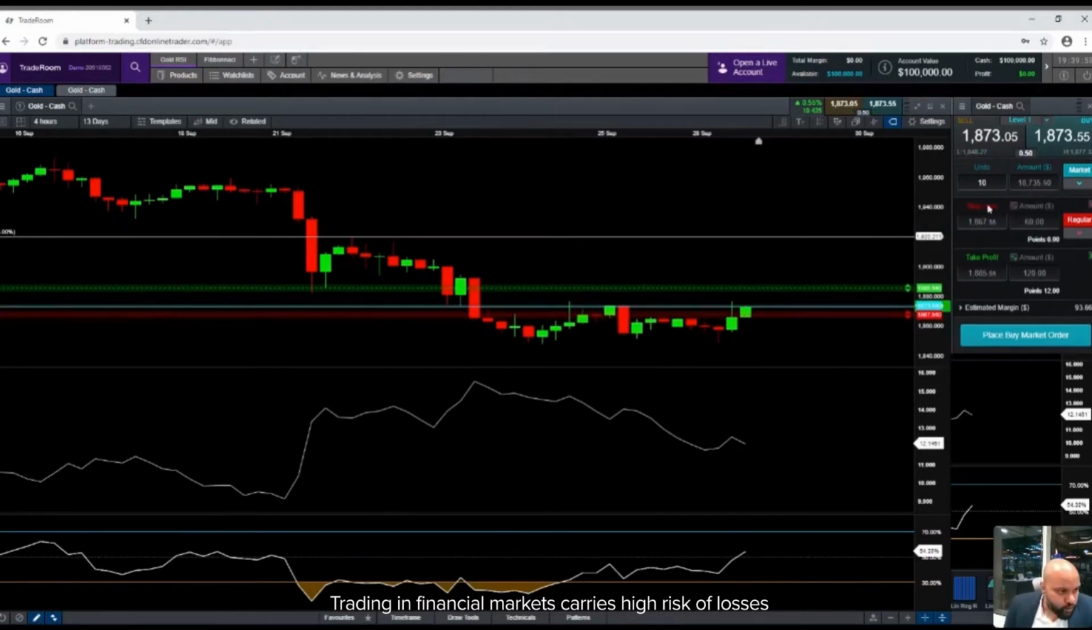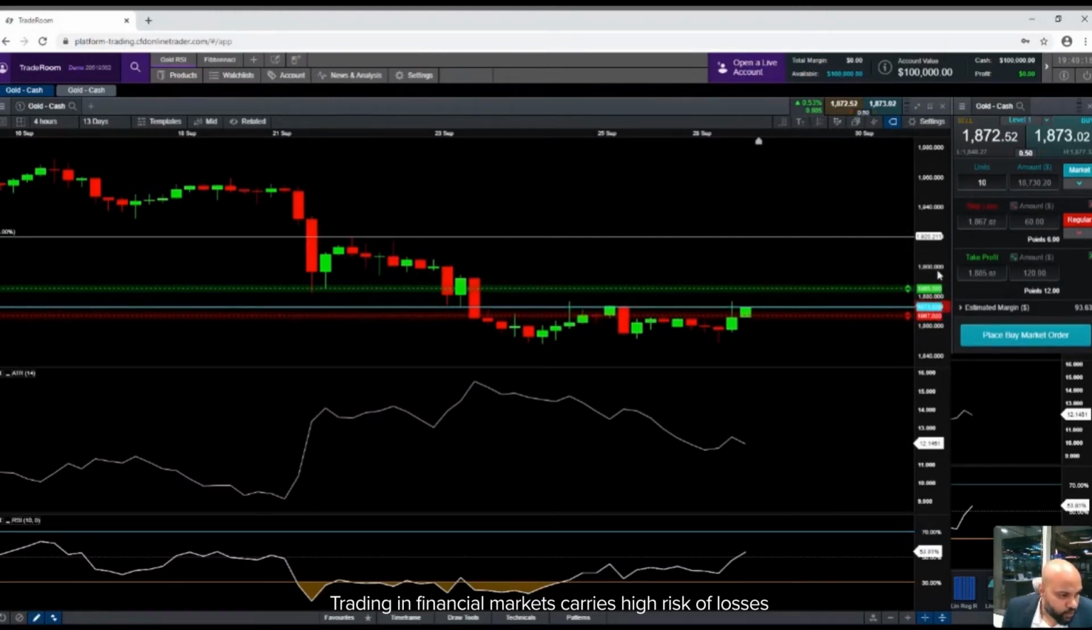So in this case, you're buying 10 units of gold. You're keeping a take profit of $12. So that is 10 into $12. At the same time, you're also keeping a stop loss of $6, which is 6 into 10. That will be $60 loss, right?